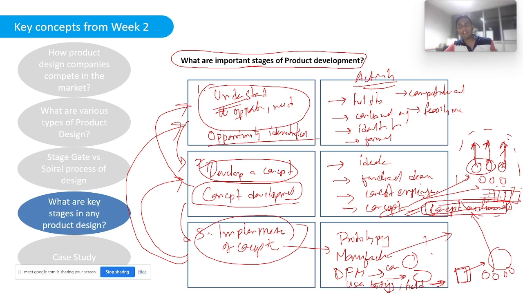So it may not be the user testing, probably at the manufacturing level. If you find that the particular concept cannot be manufactured, the facility is not there, or you need to change parts of it in order to make it manufacturable, then you still need to do the concept iterations. You need to still develop a new concept. So this is an iterative process, but stage wise, these are three main stages.